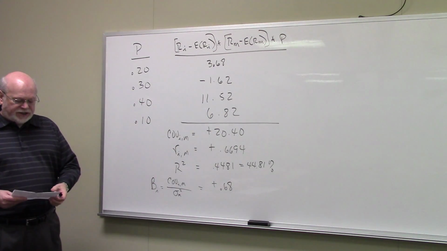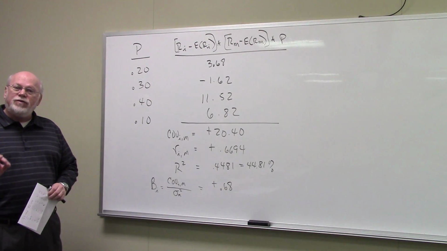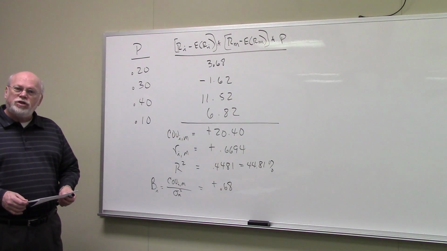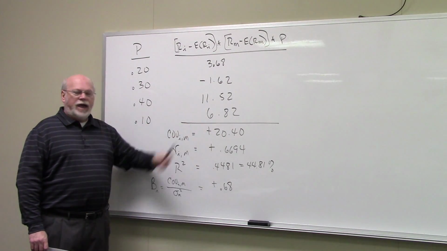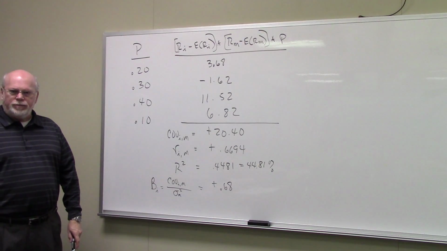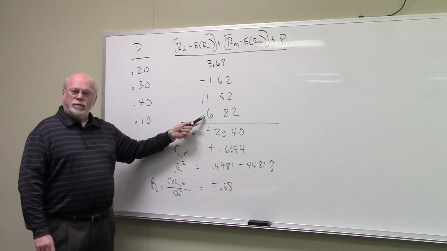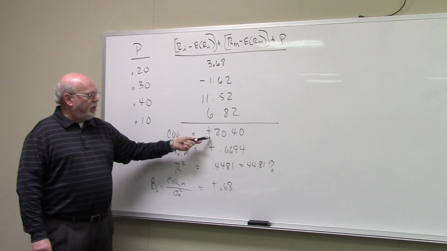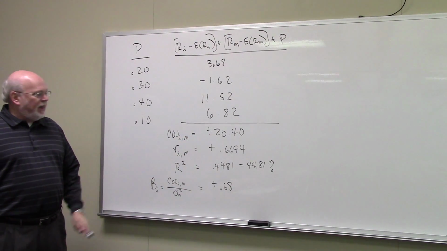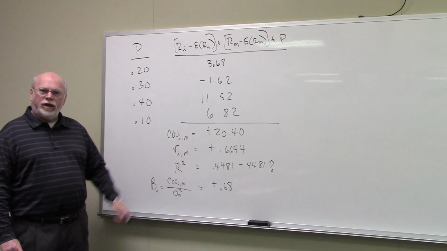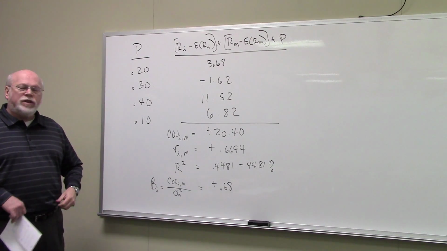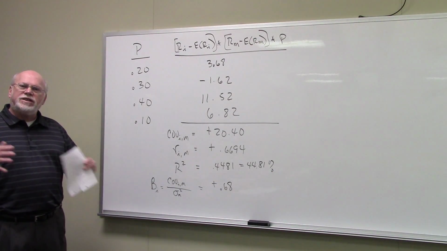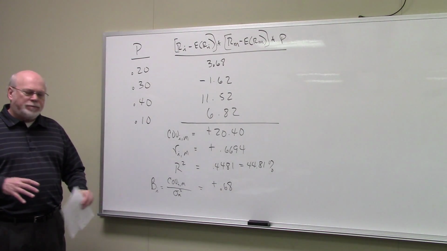The last set of observations, these were both negative deviations. A negative times a negative is a positive. Negative 6.2 times negative 11 multiplied by 0.1 gave us a positive 6.82. These are the products. Sum that, you get 20.40. And that's the covariance between the stock and the market. Again, a positive covariance indicates that the tendency is for these two sets of numbers to be on the same side of their mean at the same time.